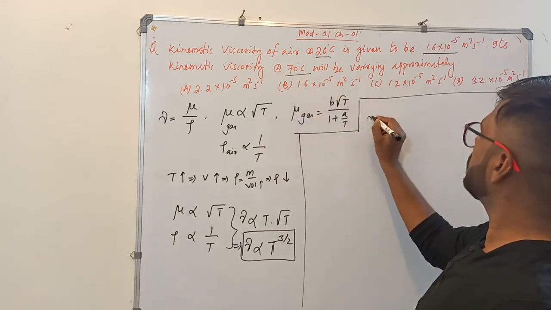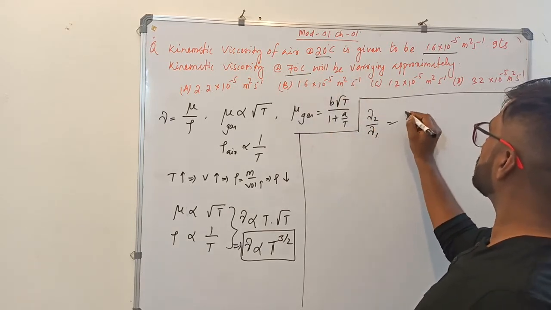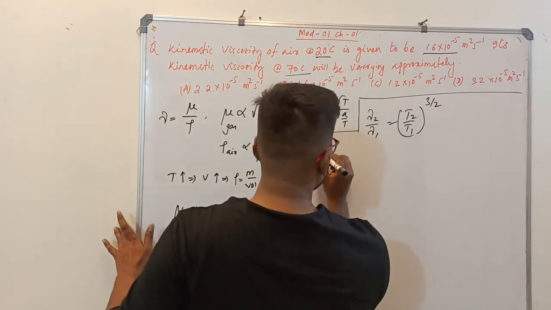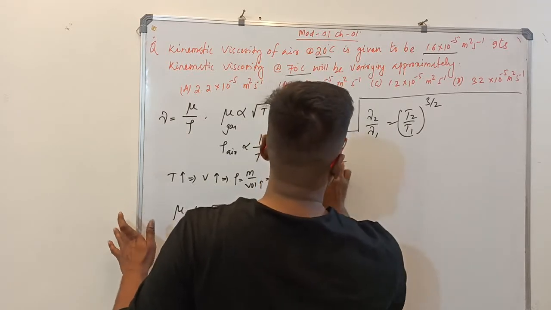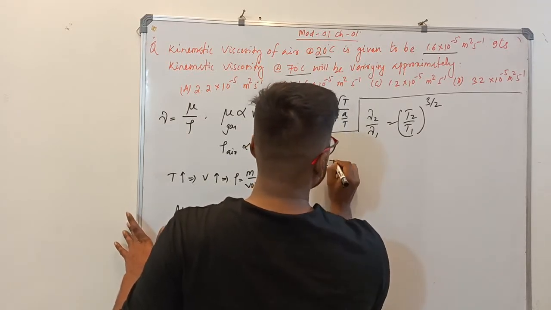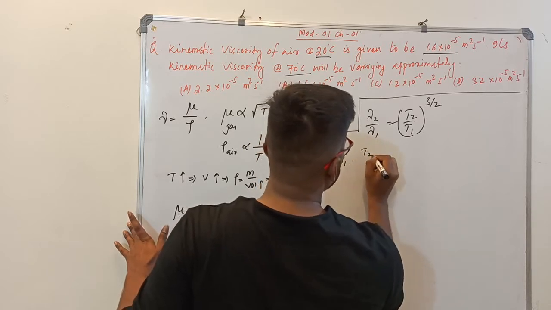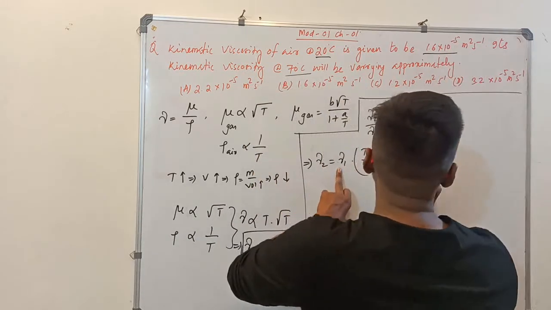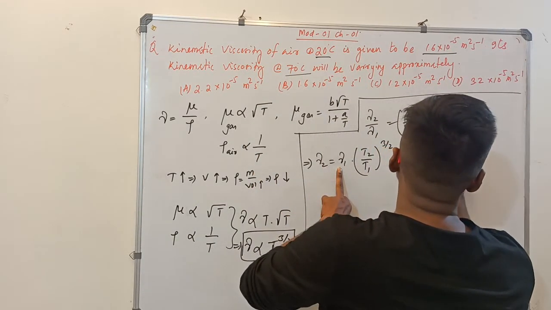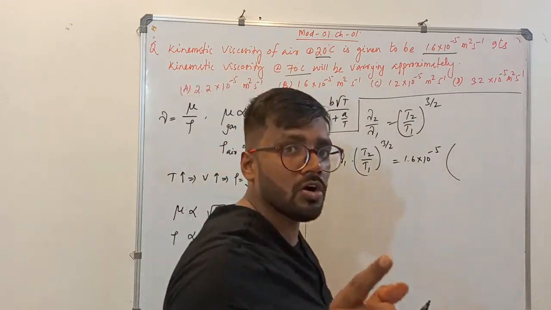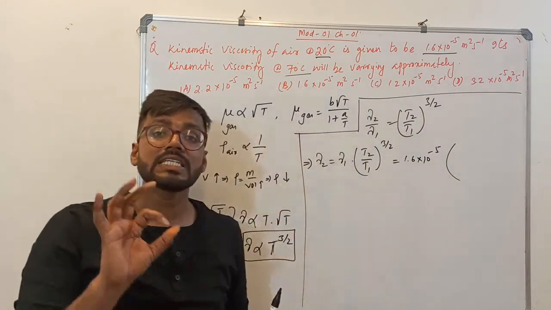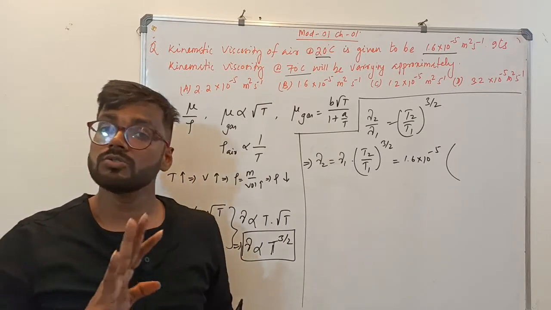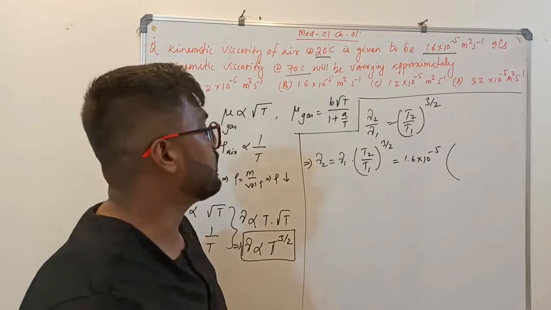What you need is nu2. So nu2 by nu1 is equal to T2 by T1 to the power 3 by 2. Now be careful here, I'll tell you why. So this implies nu2 is equal to nu1 into T2 by T1 to the power 3 by 2. What is the value of nu1? 1.6 into 10 to the power minus 5. Now T2, sir, T2 is 70. Wrong. That is 70 degrees Celsius. You have to write in Kelvin. You have to convert that into Kelvin, otherwise the whole thing will go wrong.